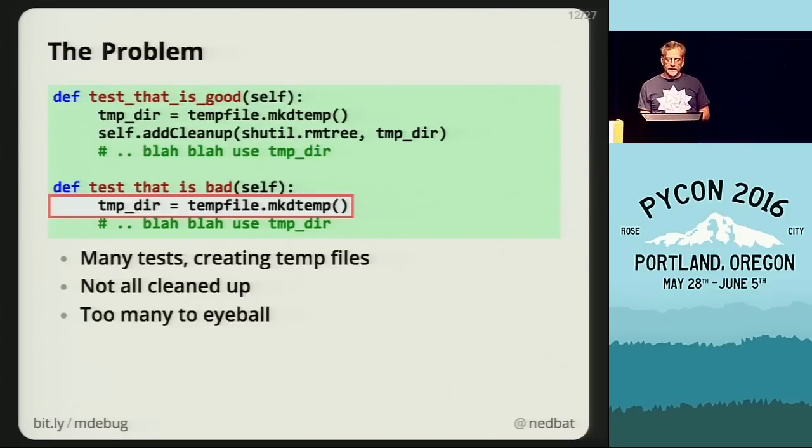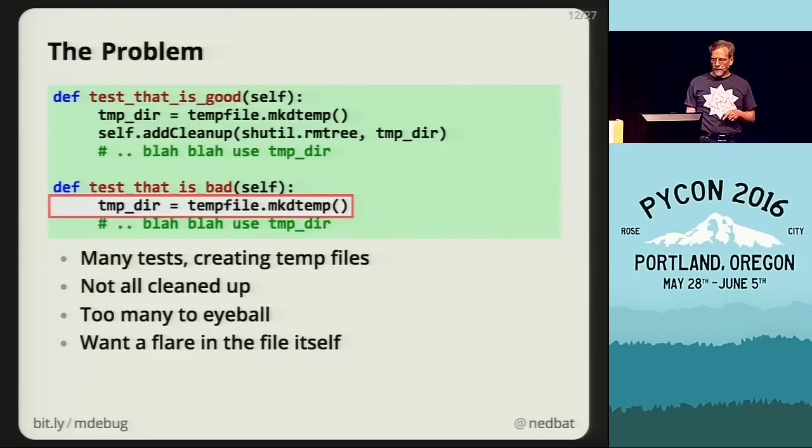So the temp files aren't getting cleaned up, and there's too many to eyeball. What I wanted to do is I wanted to put some information in the file itself, right? After all, the whole problem here is that there's something left behind when something goes wrong. What if I could just use that thing left behind to give me the information I need, right?